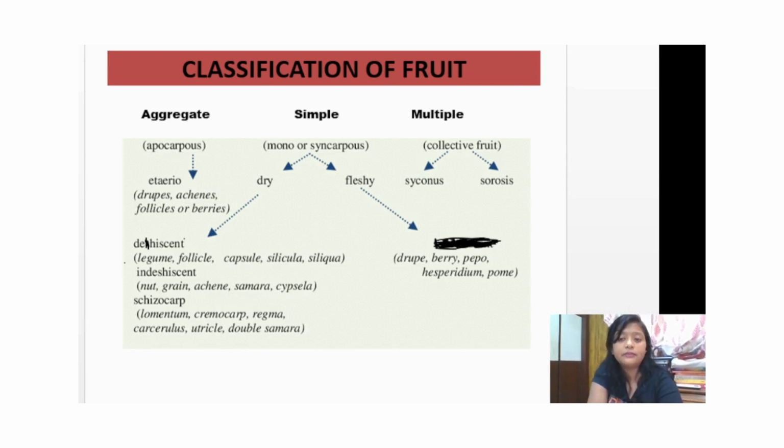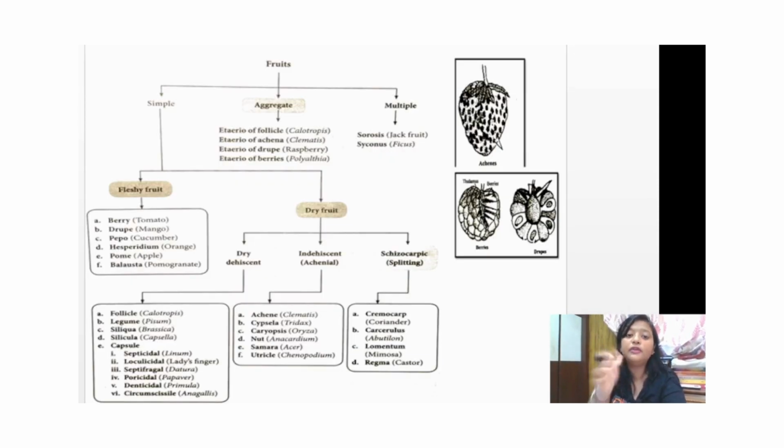Now next is the multiple. In multiple, it's collective fruit. Here it is syconus and sorosis. Okay, so syconus, what is syconus? These two are based on the type of the inflorescence. Okay, so syconus, when it's in hypanthodium inflorescence, it's syconus, and when it is the spike or spadix or catkin inflorescence, it is the sorosis type of fruit. Okay, now let's move on to the next slide. Here I've given you all the examples. This is very important. Remember these.